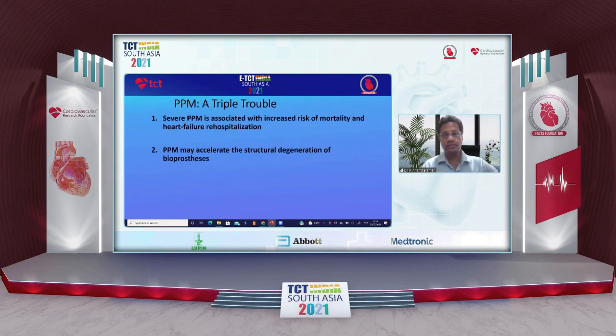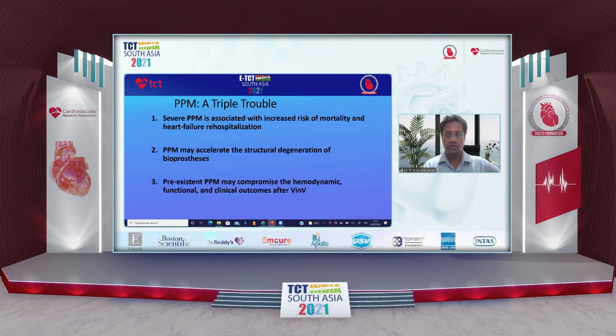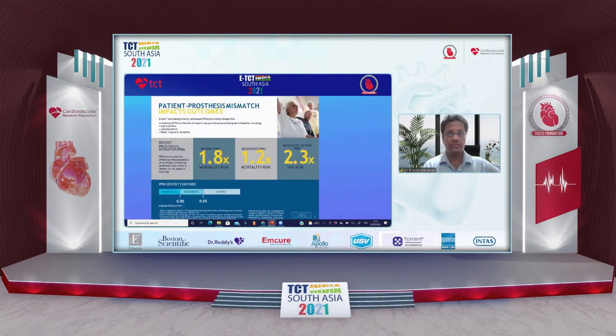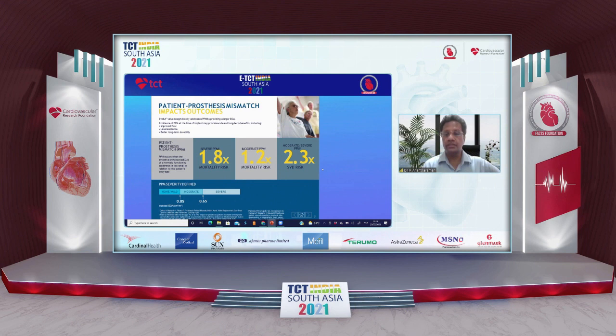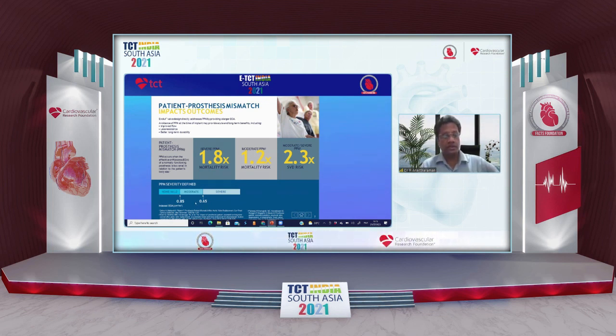Obviously, you have severe patient prosthesis mismatch, you have mortality, you have heart failure, you have structural degeneration, and it's more so for the valve-in-valve cases. So this is what the data has shown: a 1.8 increase in mortality for severe PPM, and 1.2 for the moderate, and 2.3 in terms of moderate to severe PPM with structural valve degeneration. The severe patient prosthesis mismatch is if it is less than 0.65 centimeters squared, and mild to moderate falls between 0.85 less or more.